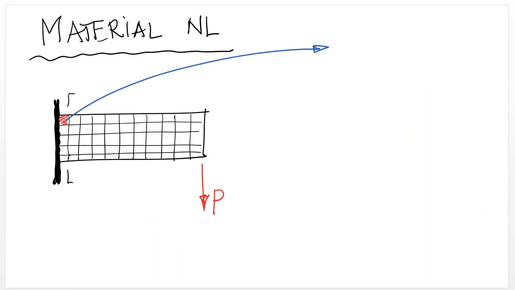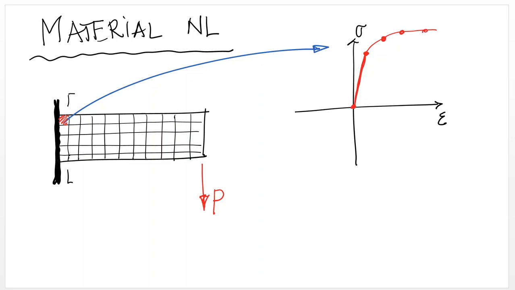In the material nonlinearity, as an example, you can consider a cantilever beam with a load at the tip. If that load is large enough such that the stress-strain relationship of the constitutive material begins to deviate significantly from the elastic range, which would in this case be shown like here, and the load creates stresses and strains that are beyond that, now we are in a situation where we have material nonlinearity.